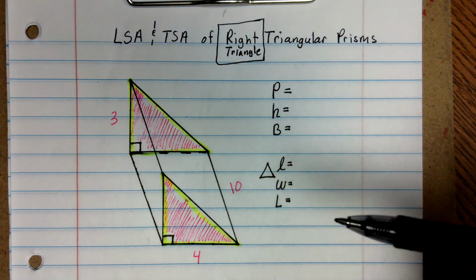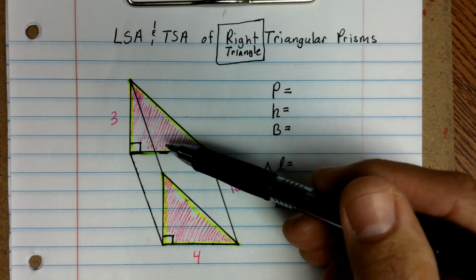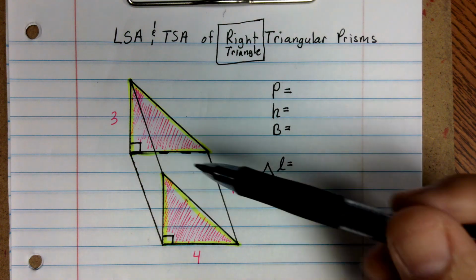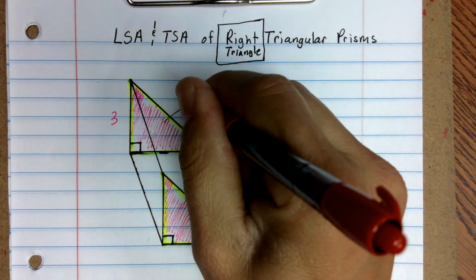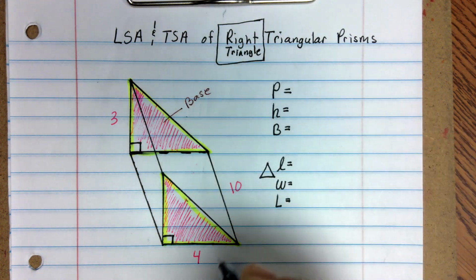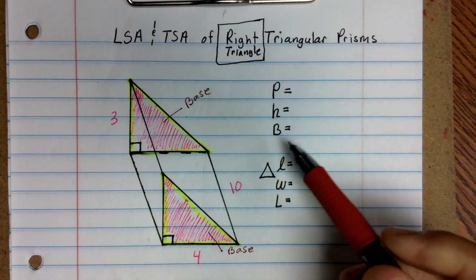On these, it's always easy to identify the base, because anytime you see a triangle in a prism, it's going to be a triangular prism, and the triangles are the bases. So I'm going to go ahead and label it real quick. This right here is a base, and this one right here is a base. Now there's a few things we're going to find.